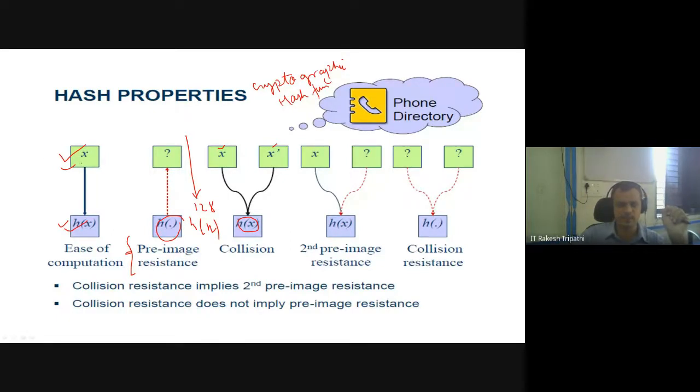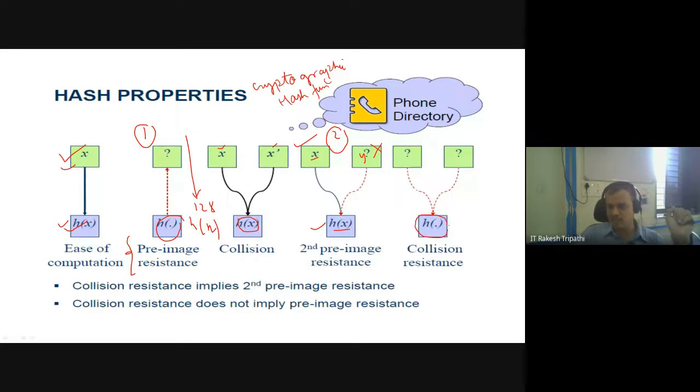So second pre-image resistance is the second property. If this is the first property, this is the second property. It says that if for a given X I get h of X, it is very difficult to find another Y that gives the same h of X. If this is given, it is very difficult to find this. It is called second pre-image resistance.